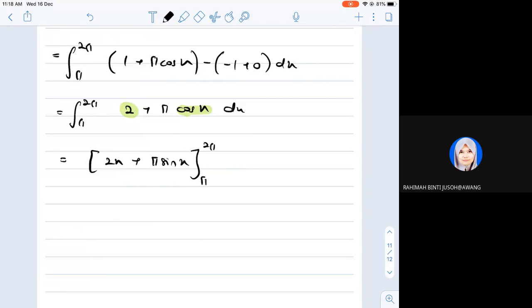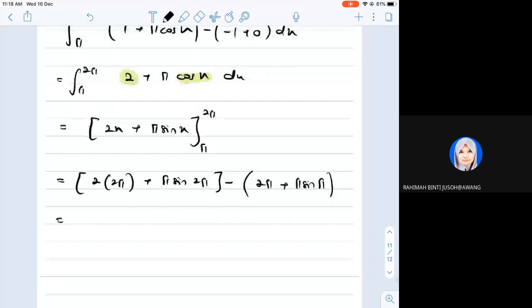So we will have 2 times 2 pi plus pi sin 2 pi, minus 2 pi plus pi sin pi. Sin 2 pi is 0, sin pi is also 0. So 4 pi minus 2 pi, we get 2 pi. Okay, that's it. That's the answer.